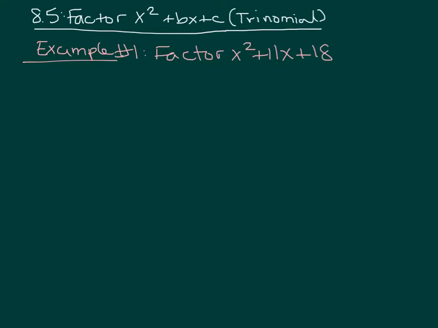In this section, we will be factoring trinomials. So remember, a trinomial has three terms. As you can see in example 1, an example of one of those is x squared plus 11x plus 18. So when I ask you to factor it, our goal is to get this so that we have two factors being multiplied together. You'll usually see them written in parentheses like that.